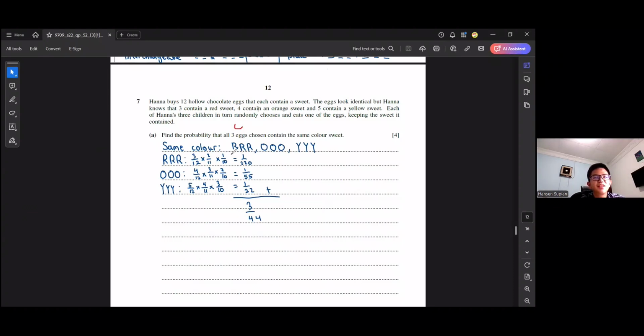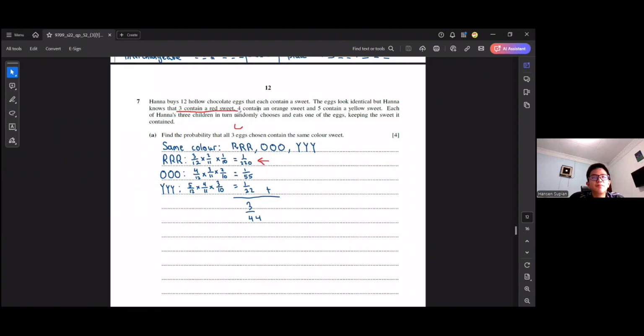So the same color, right? It will be RRR, OOO, YYY. From RRR, because this is asking for the probability, over here there are 3 that contain a red sweet. So 3 over 12 times, because we already took 1, then it will be just 2 over 11 times 1 over 10, which becomes 1 over 220.